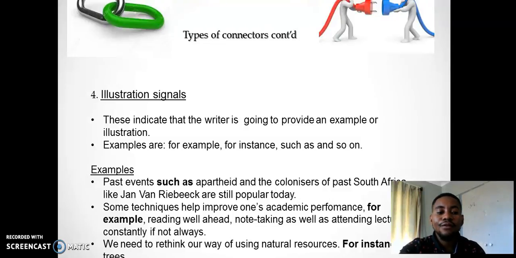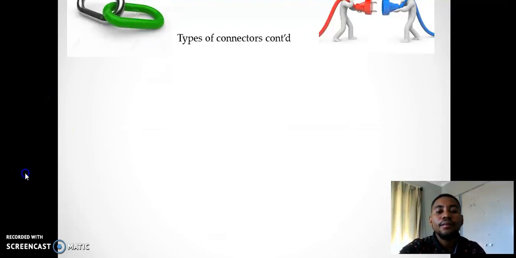But what I'm going to give to you is, do not be monotonous in your writing. Do not constantly use for example as if for instance does not exist. If you're going to be illustrating a lot in your writing, make use of all these three. Make use of for example and for instance interchangeably so that your work is not boring.